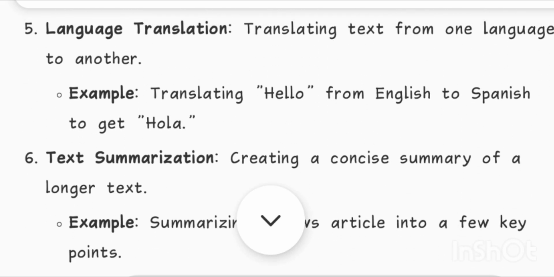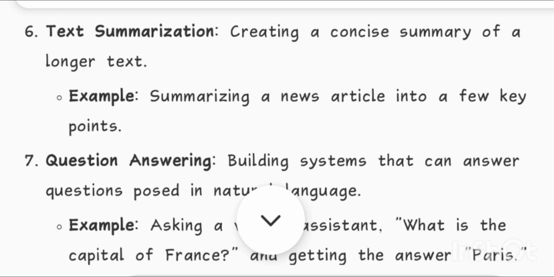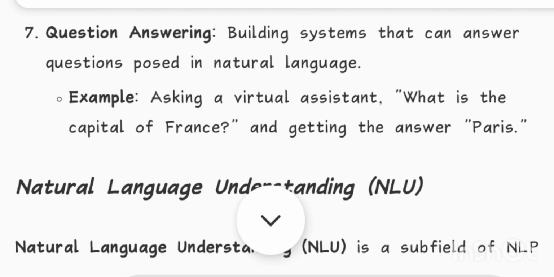5. Language translation, translating text from one language to another. Example, translating hello from English to Spanish to get hola. 6. Text summarization, creating a concise summary of a longer text, summarizing a news article into a few key points. 7. Question answering, building systems that can answer questions posed in natural language. Example, asking a virtual assistant, "What is the capital of France?" and getting the answer Paris.